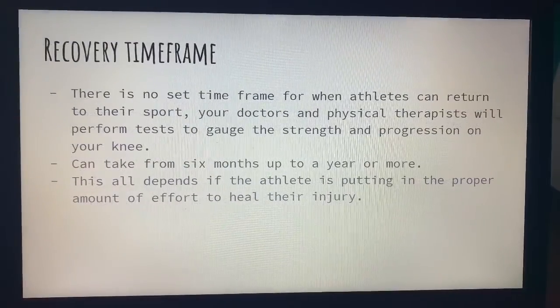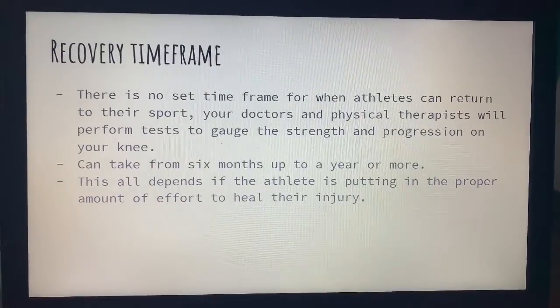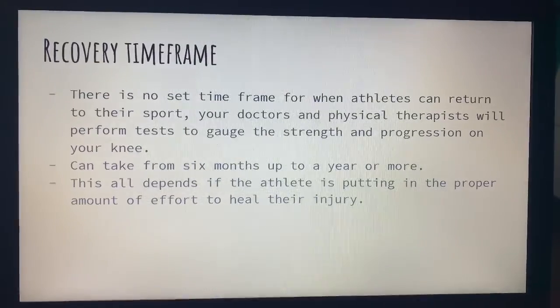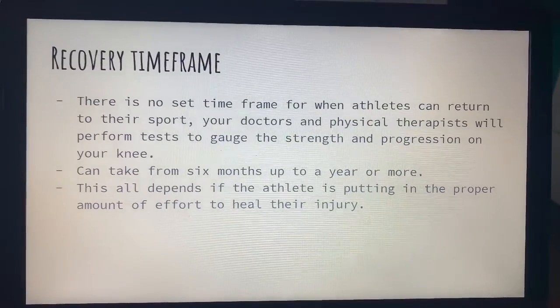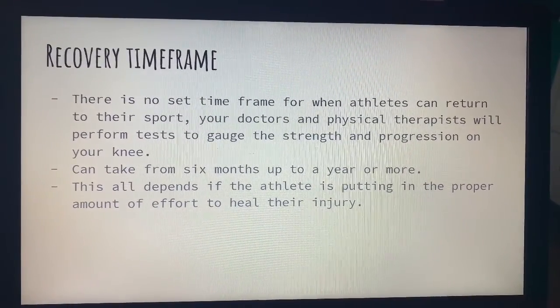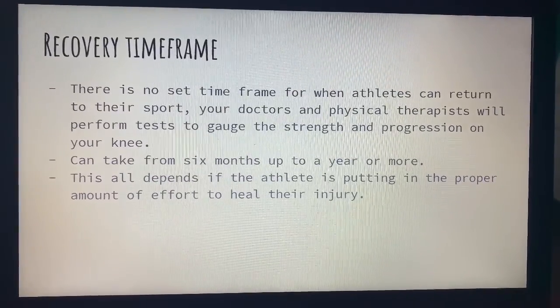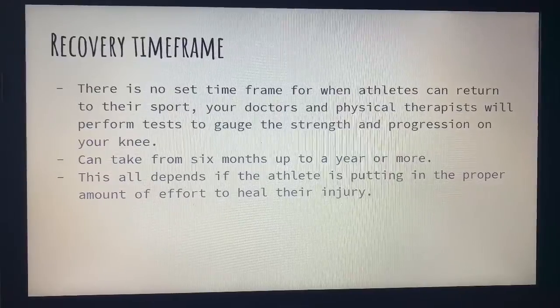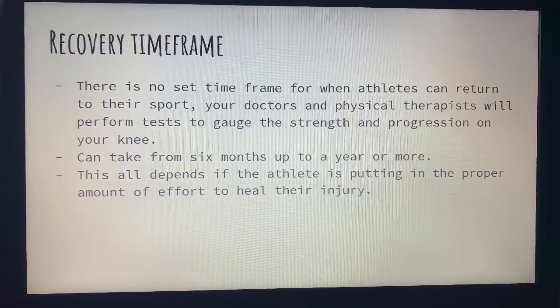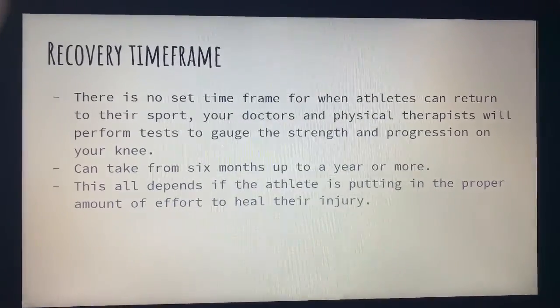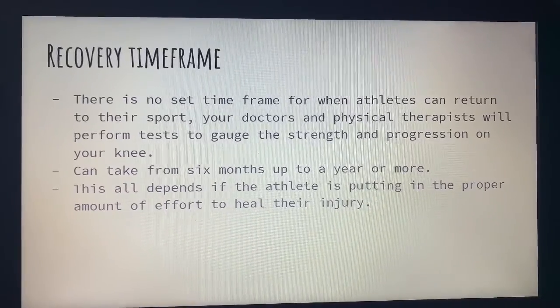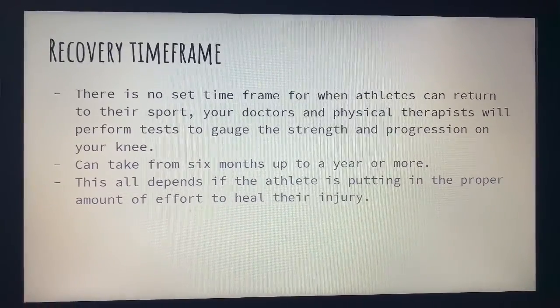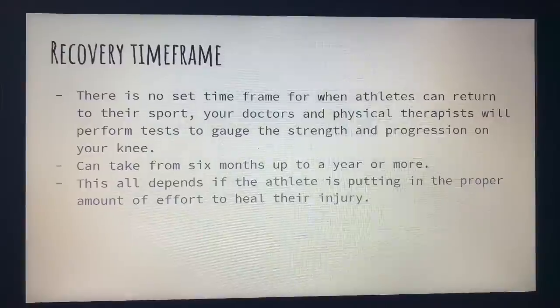So recovery time frame: there is no set time frame for when athletes can return to their sport. However, your doctor and physical therapist will perform tests and gauge the strength and progression of your knee. It can take 6 months up to a year or even more. This all depends on if the athlete is putting in the proper amount of effort to heal their injury, and of course genetics, and just overall how much effort the athlete will put into doing the exercises that they are given.